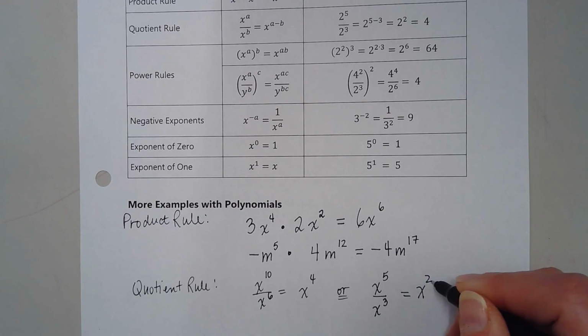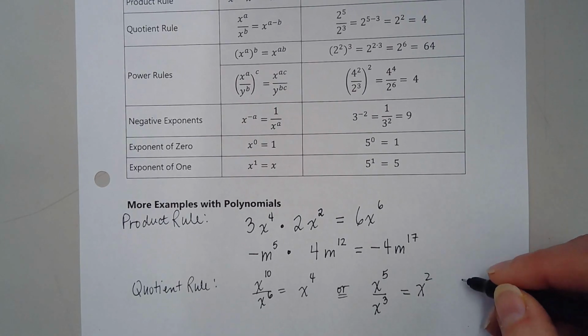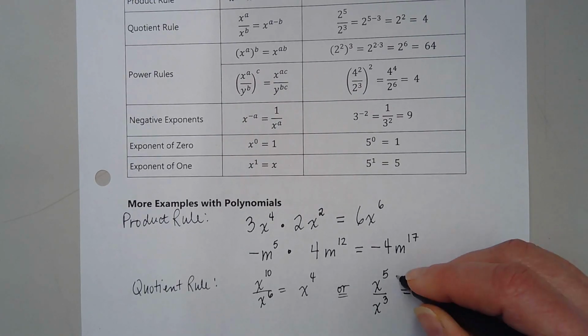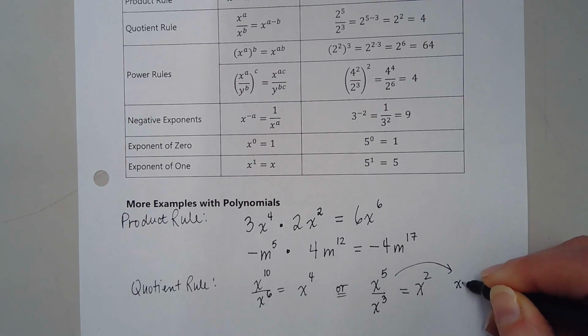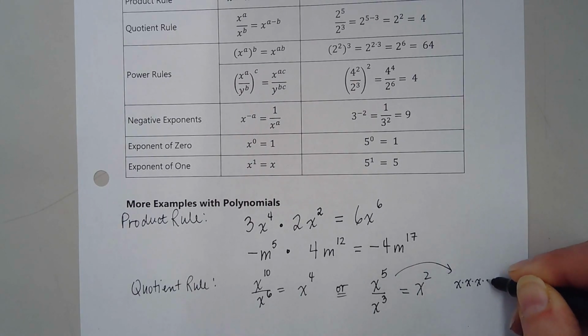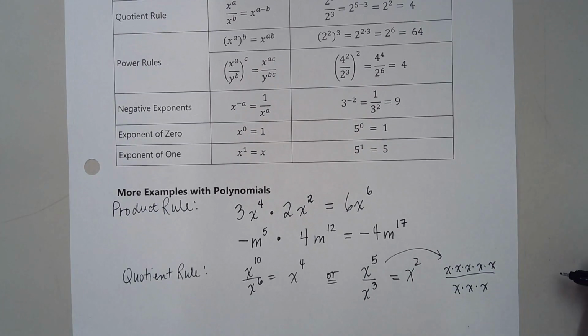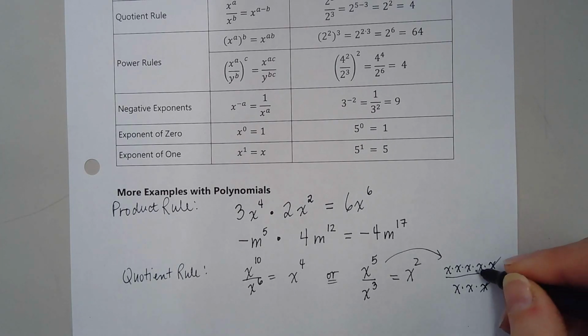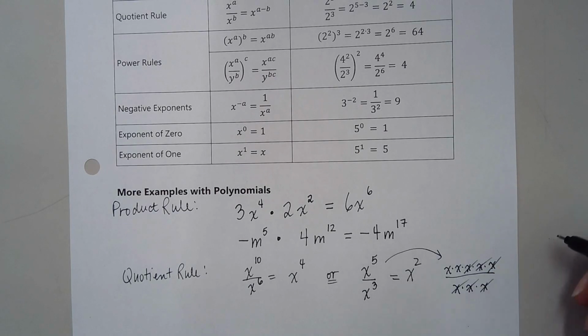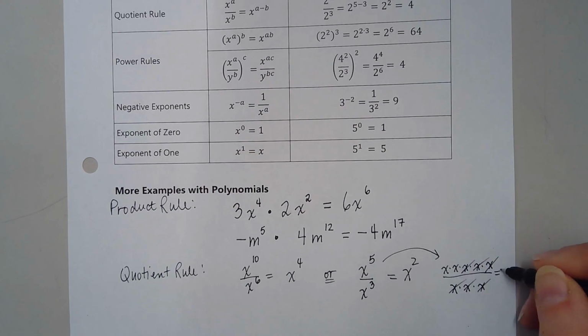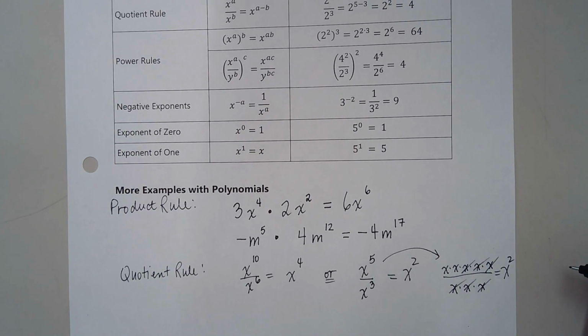And that's because, how did I get that? Well, remember what x to the power 5 is? How many x's are there? 1, 2, 3, 4, 5. And if I had 3 on the bottom, now remember how division works? If I have the same thing on the top and the bottom, they can cancel each other out, right? Like an x on the top and x on the bottom would cancel each other out. So I'd be left with 2 x's, x to the power 2.